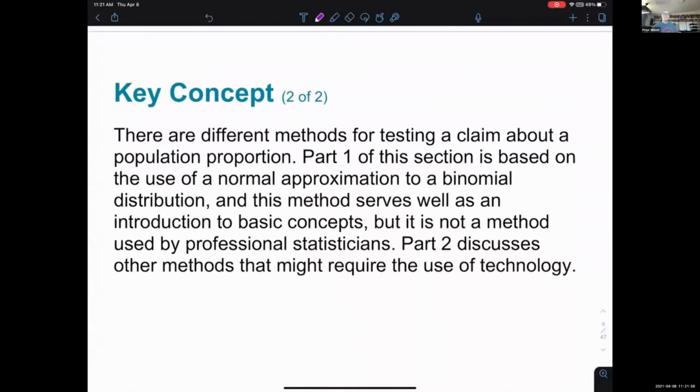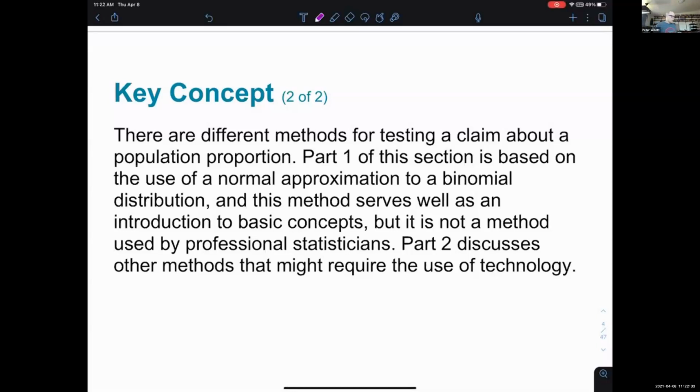There are different methods for testing a claim about a population proportion. Part 1 of this section is based on the use of a normal approximation to a binomial distribution. This method serves us well as an introduction to basic concepts, but it's not a method used by professional statisticians. Part 2 discusses other methods that might require the use of technology. And since we are emphasizing the use of technology, that's not usually an additional burden to us, because we are trying to have that be the default.